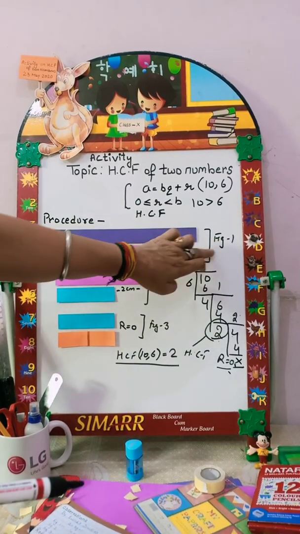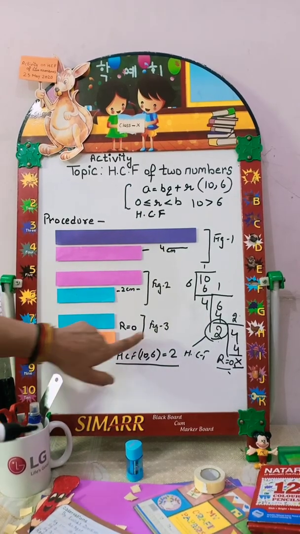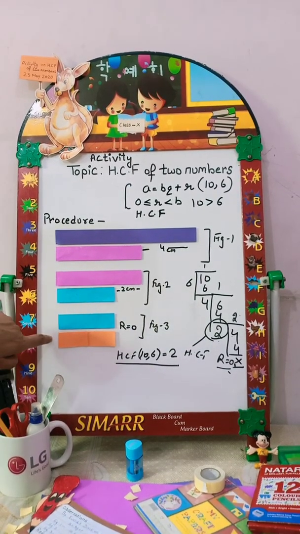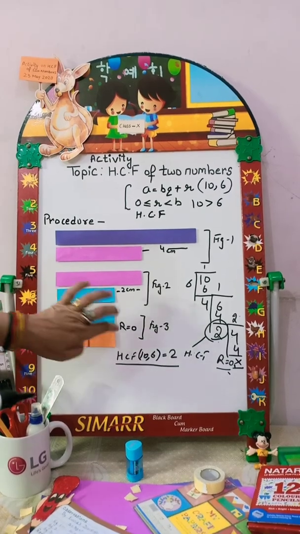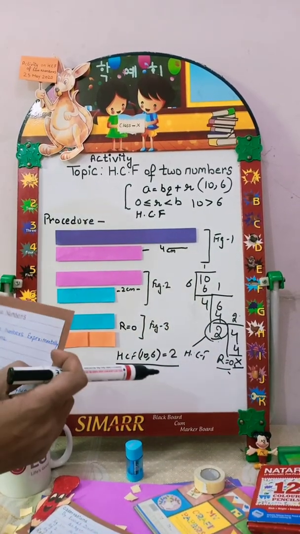For the first figure, paste it like this. For the second figure, paste it like this. And for the third figure, paste it like this. At the third step, our remainder is equal to 0, so our procedure stops. At that stage, the HCF is 2.